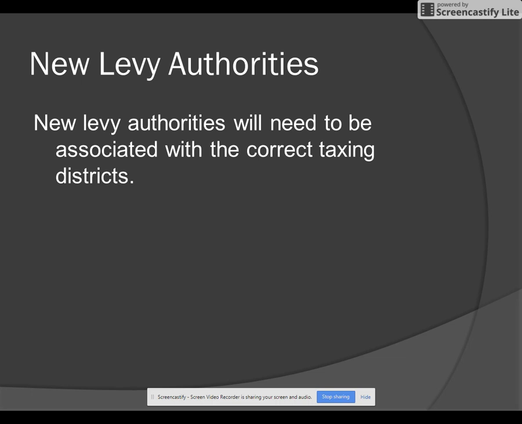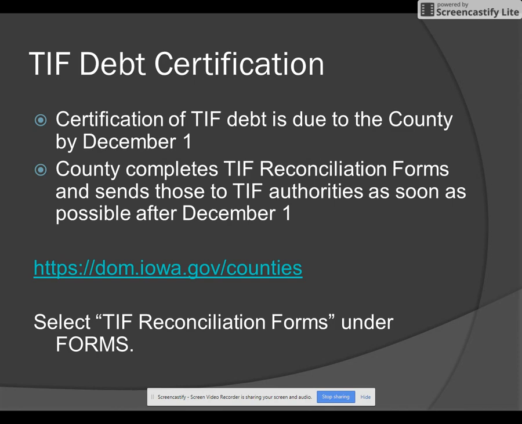Keep in mind, new levy authorities need to be associated with the correct taxing districts. So if you have a new levy authority, DOM creates that code, but then you need to go in and associate which taxing districts are actually going to be available for that levy authority to tax against. And we can talk about that more in greater detail later.